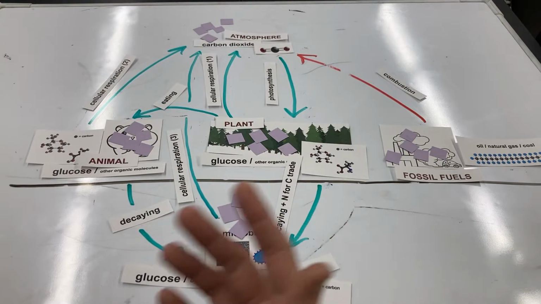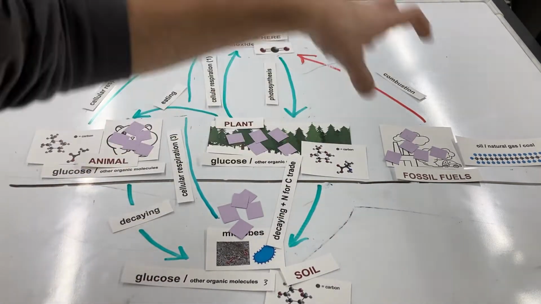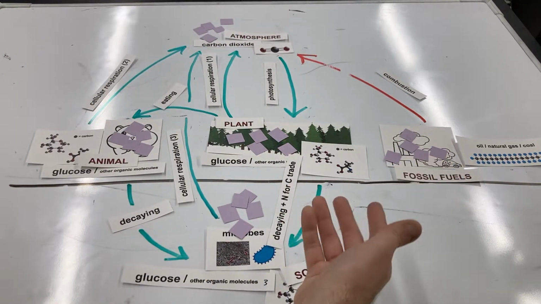Now, even though they have different amounts, for simplicity's sake, I just put 5 squares in each pool to show, hey, this is the carbon in the pools.